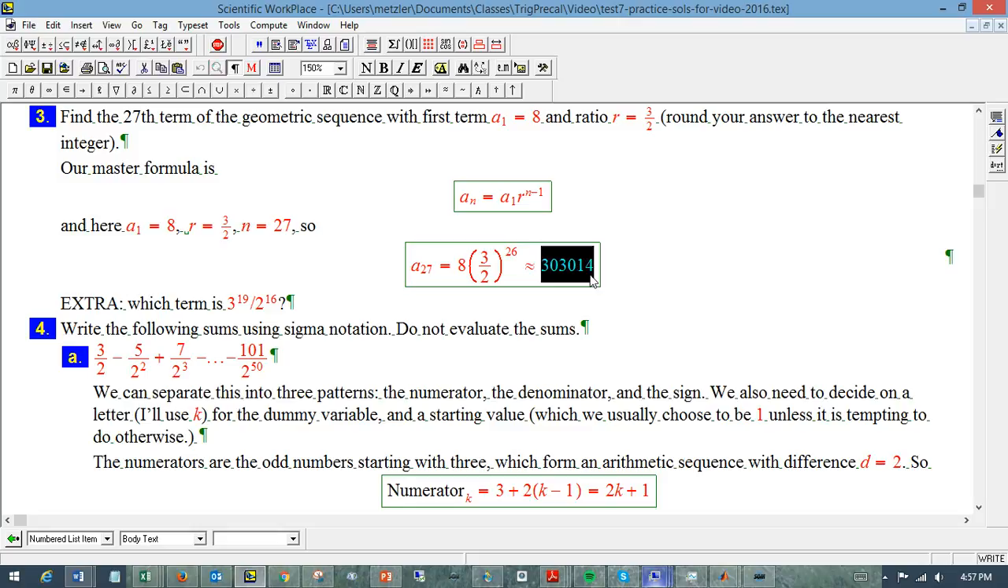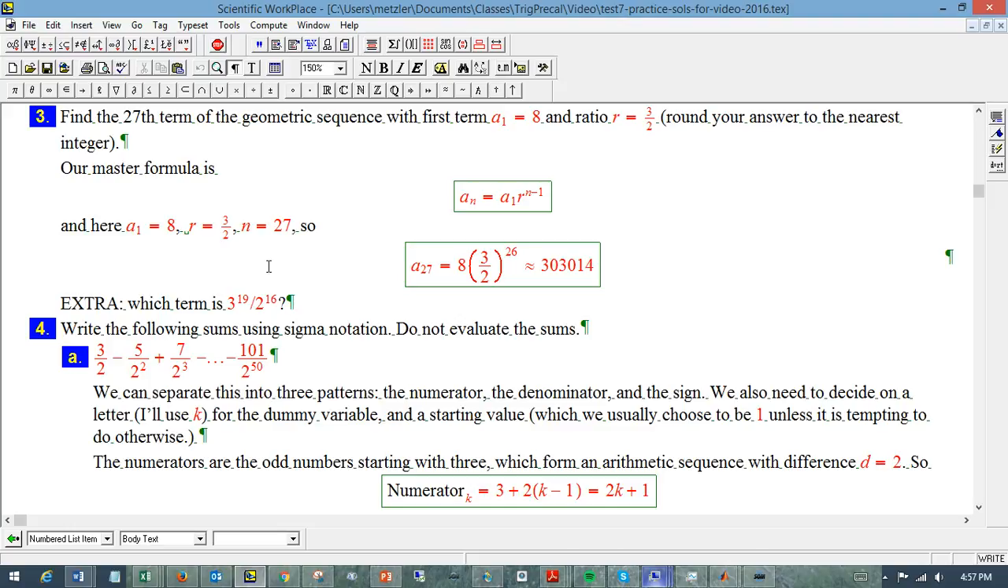And it turns out to be a moderately big number. It's not an integer because we've got these halves dividing by 2 each time, but it's a pretty big number. And that's what geometric growth is like. This is like starting with $8 in the bank and getting 50% interest 26 times compounded. That's pretty nice. You're going to end up with $303,000 roughly.